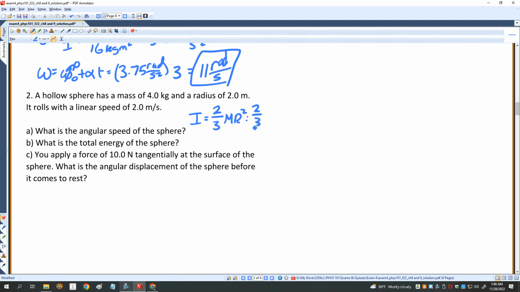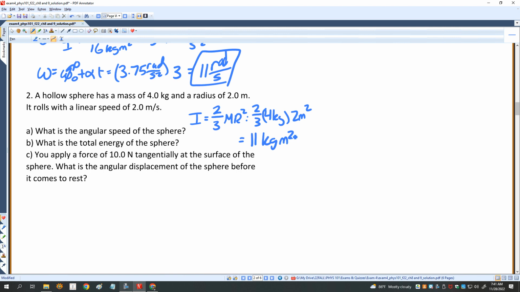That's going to be 2/3 of the mass, which is 4, times 2 meters squared. That's 8 times 4, which is 32, divided by 3, 10.7. Let's see, I will just call that 11 kilogram meters squared.